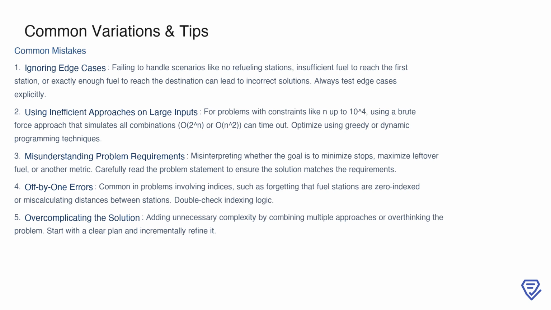Misunderstanding the problem requirements is another frequent mistake. For instance, the goal might be to minimize the number of stops, not to maximize leftover fuel, so be sure to carefully read the problem statement to align your solution with the actual objective.